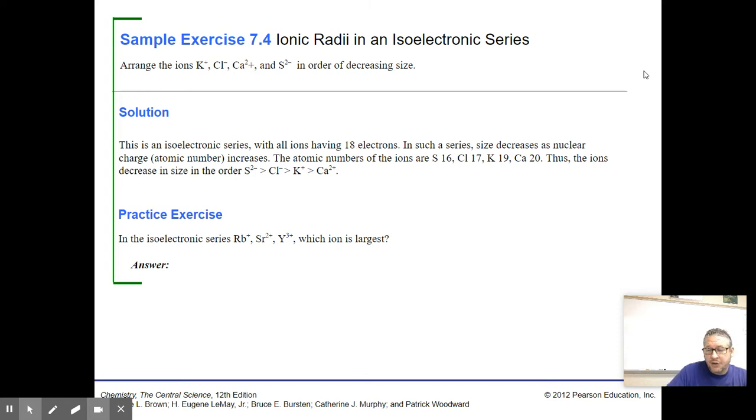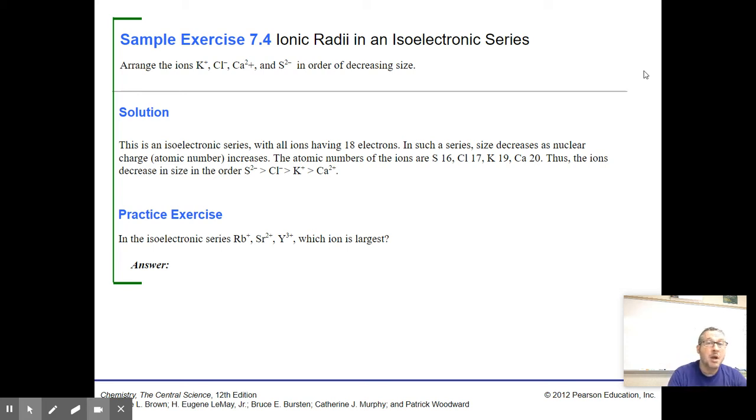Sulfur is atomic number 16. It has a 2 minus charge. That means 2 electrons had to be added. So that means they have a total of 18 electrons. Chlorine has a 1 minus charge. Its atomic number is 17, so a 1 minus charge means you had to add 1 electron, therefore you have 18 electrons. Potassium is a plus 1 charge. It has an atomic number of 19, which means we had to lose an electron, so it also has 18 electrons. And Ca2 plus, calcium has an atomic number of 20, and therefore lost 2 electrons and has 18 electrons present. So all 4 of these ions have 18 electrons.